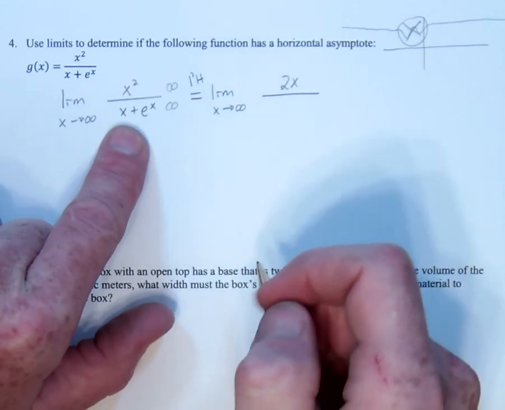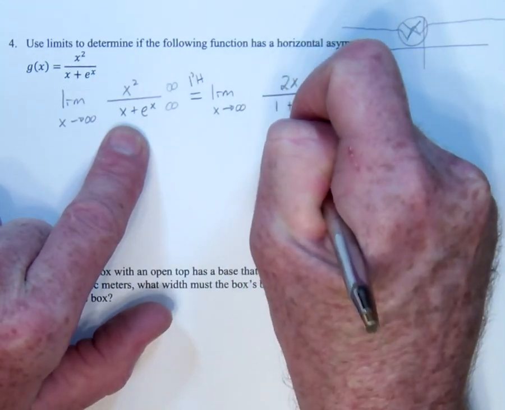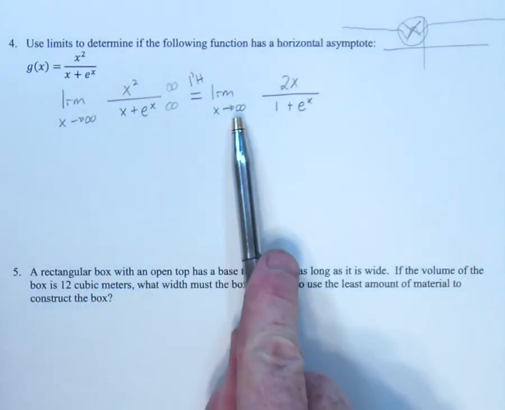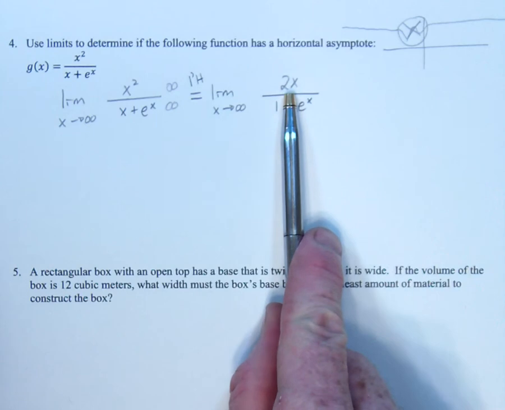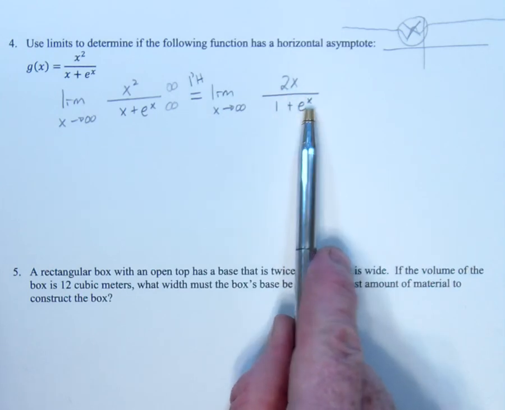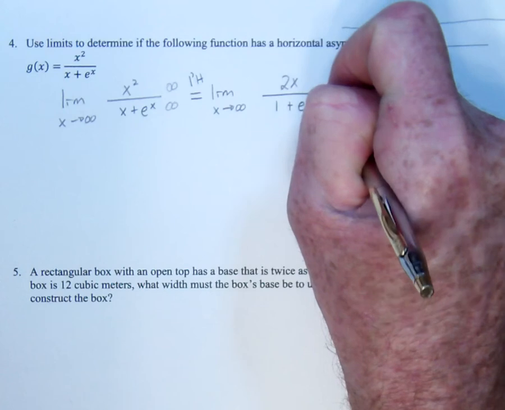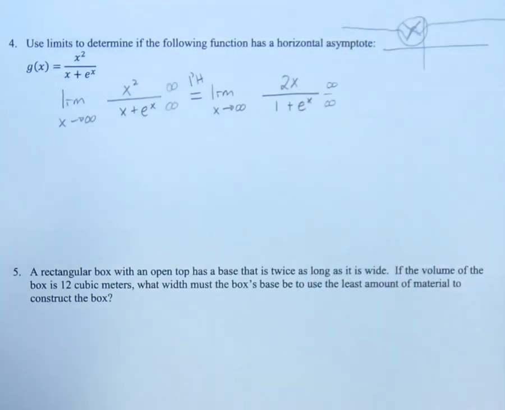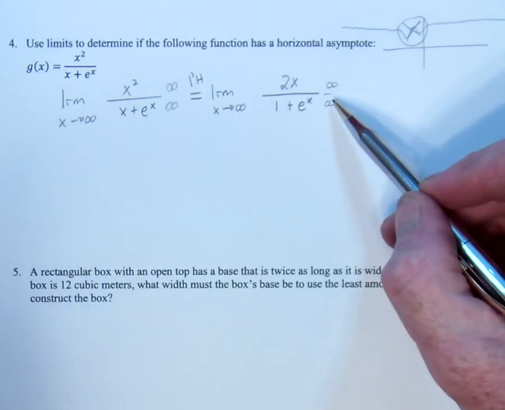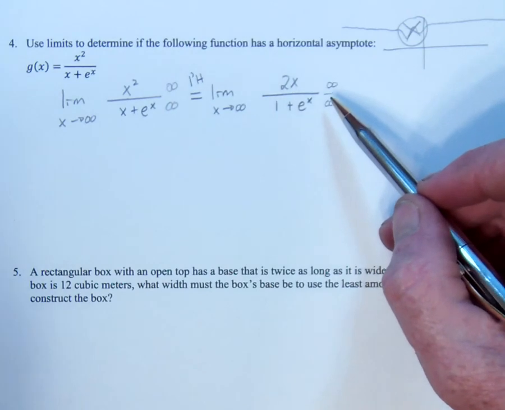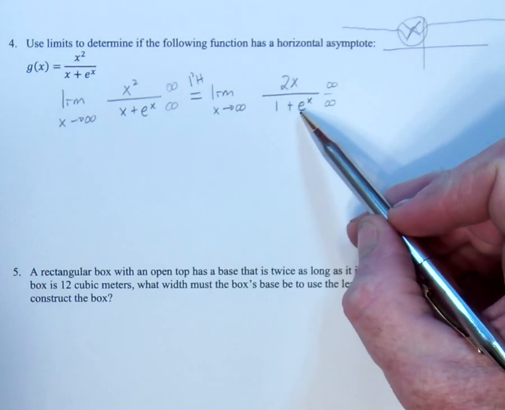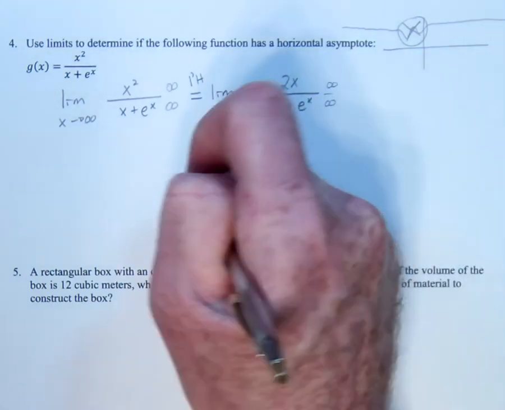Take the derivative on the bottom is going to be 1 plus e to the x. And then you repeat the process. If x is going to infinity, this is going to be infinity, this is going to be infinity, so the answer is infinity divided by infinity. And you might think, well, if you have the same thing divided by itself, the answer is 1. But that's not true because it depends on how fast this is going to infinity and how fast this is going to infinity. So we get to do L'Hopital's rule again.